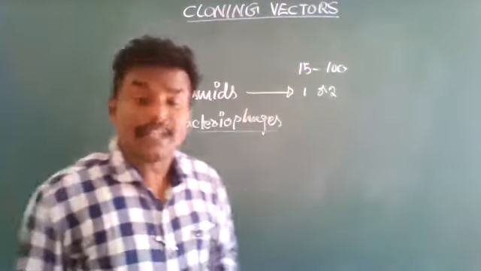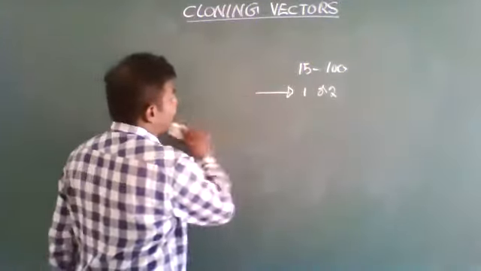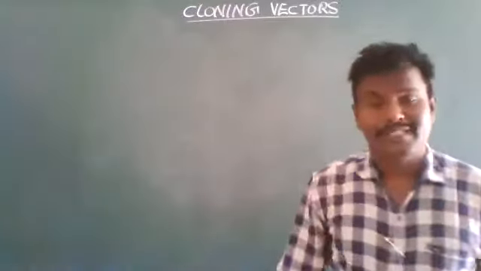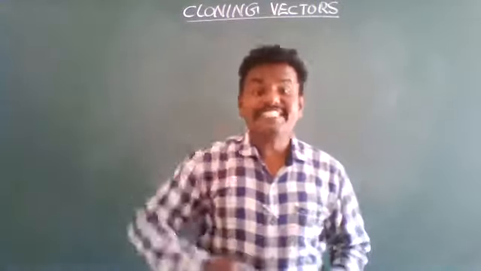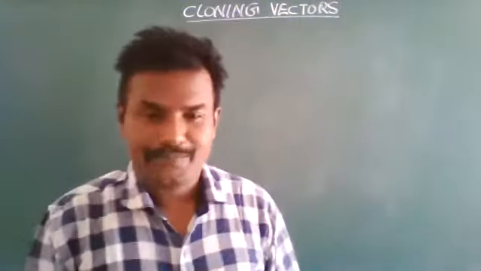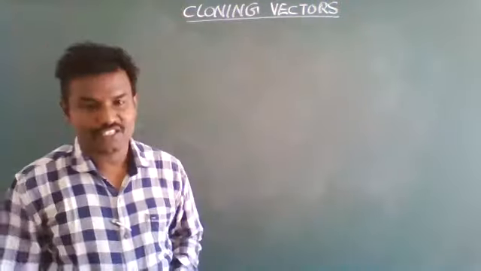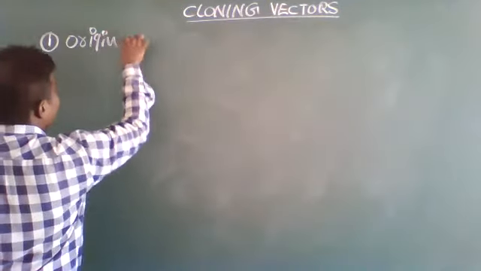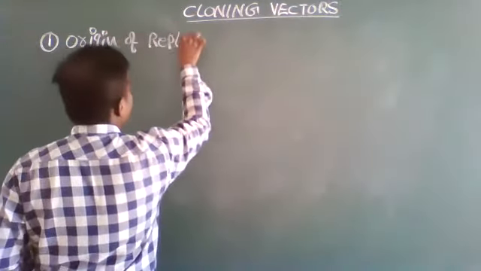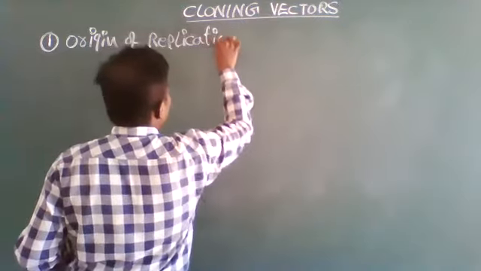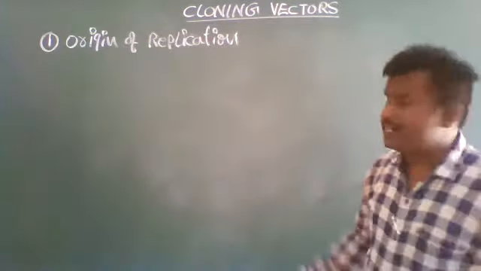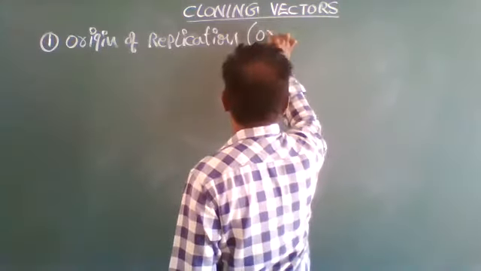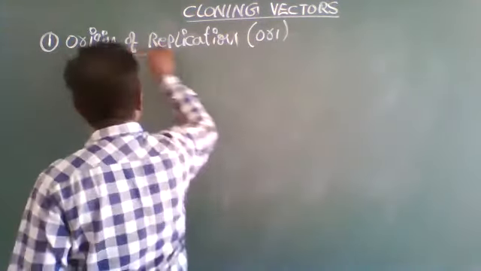Some features are required in a vector to facilitate the cloning process. So what are those features? The first feature is the origin of replication, short form ORI. I already said this in molecular biology.